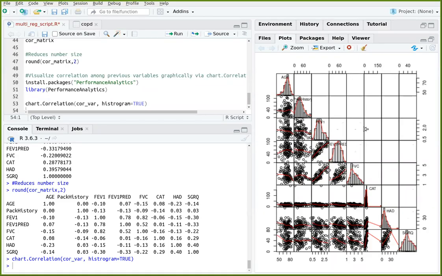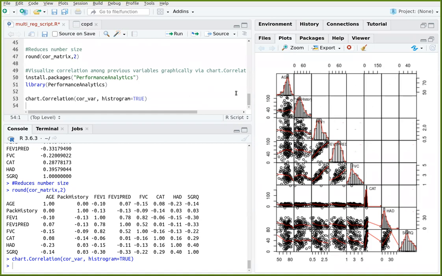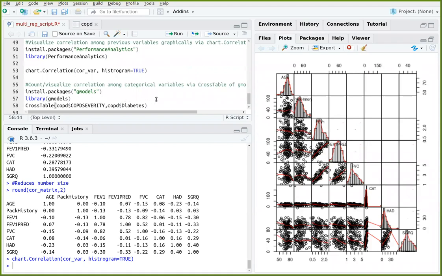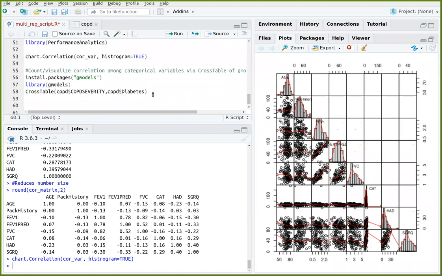Hi, everyone. So here I'm going to continue showing you the multiple regression work that we're doing, and show another correlation of the categorical variables. We can do this via cross tabulation. We kind of saw something like that before, but here I'm going to use the CrossTable function of the gmodels package, which is already installed. I'm just going to run the CrossTable function between COPD severity and diabetes.